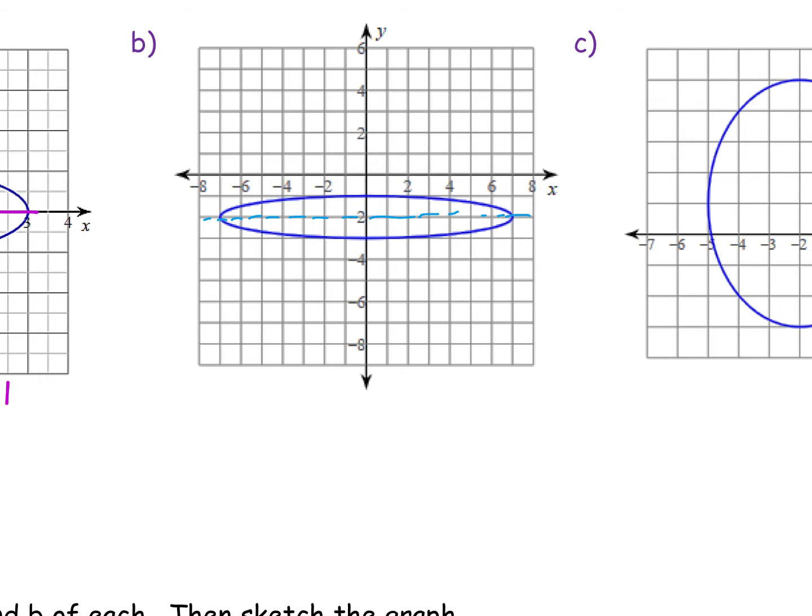Okay, so here's that one. Where's my center at? (0, -2). A is 7, and B is 1. Is that 7? That is 7. Okay, so I've got x squared divided by 49 plus (y plus 2) squared equals 1.